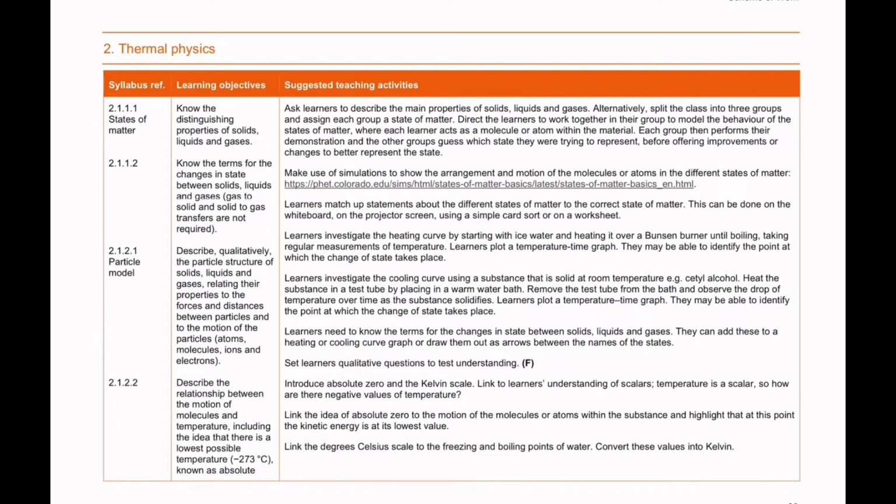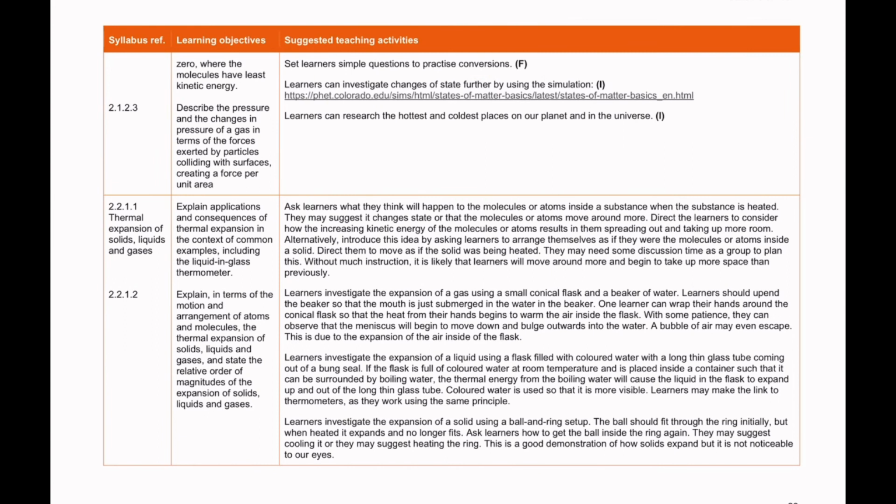Key concept 2.1.2.1 Particle model. Learning objectives. Describe qualitatively the particle structure of solids, liquids, and gases, relating their properties to the forces and distances between the particles and to the motion of the particles, atoms, molecules, ions, and electrons. Describe the relationship between the motion of molecules and temperature, including the idea that there is a lowest possible temperature, minus 273 degrees Celsius, also known as absolute zero, where the molecules have the least kinetic energy.